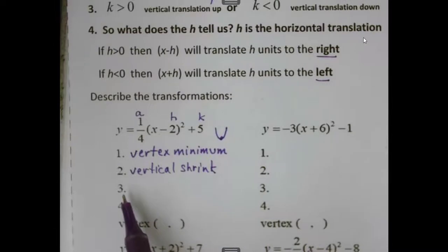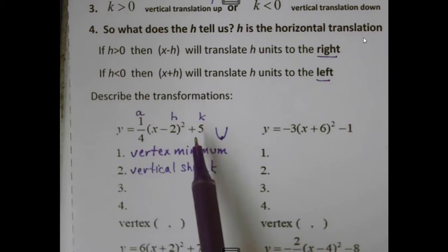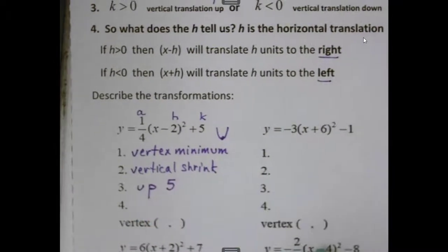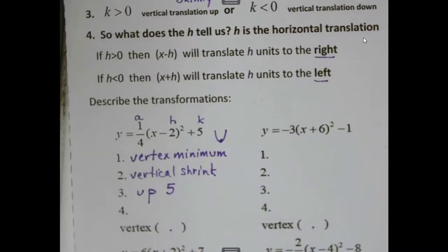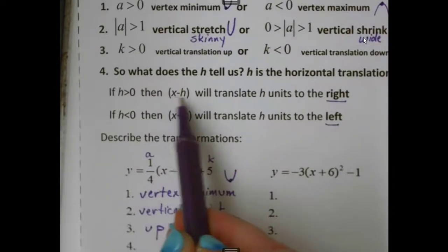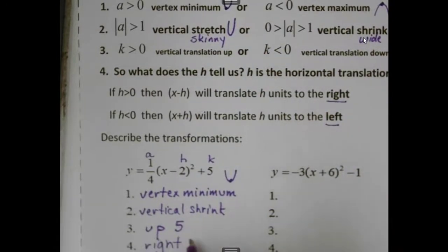Now for number 3, I'm going to look at the constant. The constant's positive 5, so that tells me the vertex is going to be shifted or translated up 5. And the last thing is deciding, is it going to shift left or right? When I look at the parentheses, I have x minus 2, so h is 2. So I am going to translate right 2.